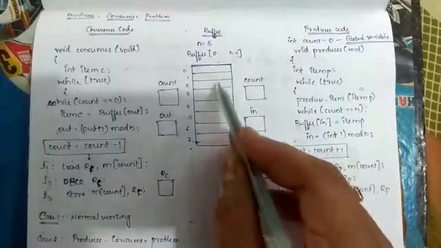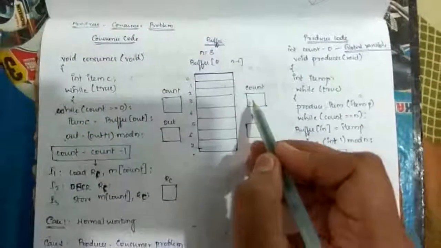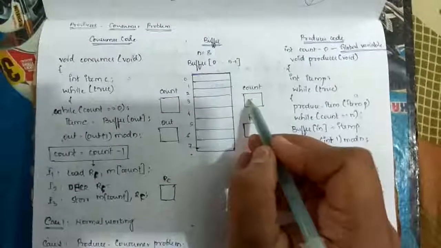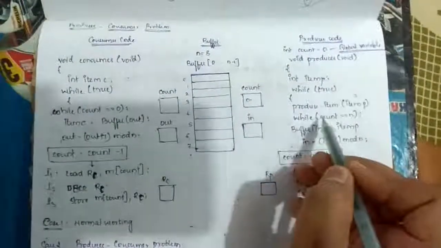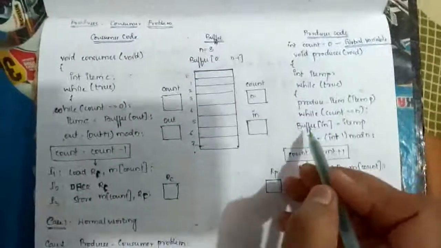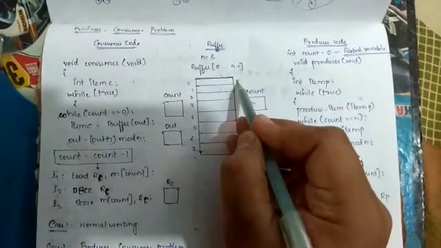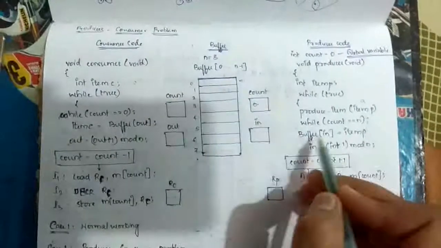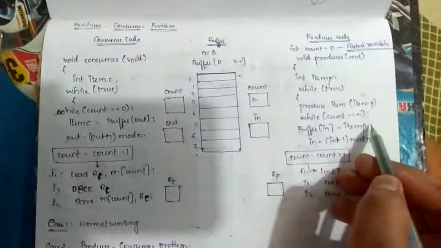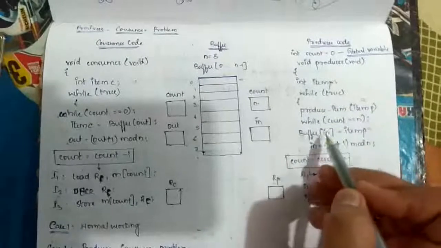Initially, do we have any items that have been produced by the producer? No. There are no items produced by the producer, and thus we denote the count as 0. So initially the count is 0. Is 0 double equal to 8? No, the condition fails. The in pointer is initially pointing at the 0 position, and so buffer of 0 equals item p. What is the item that has been produced here? It is a.